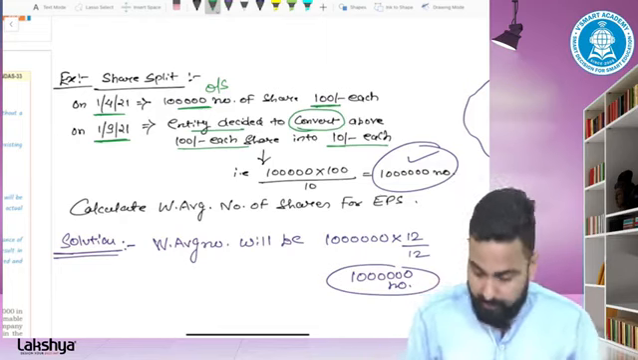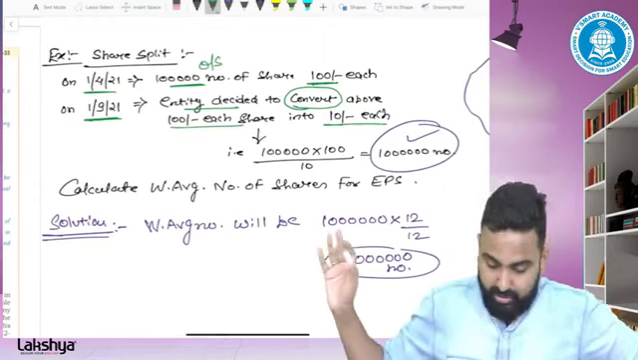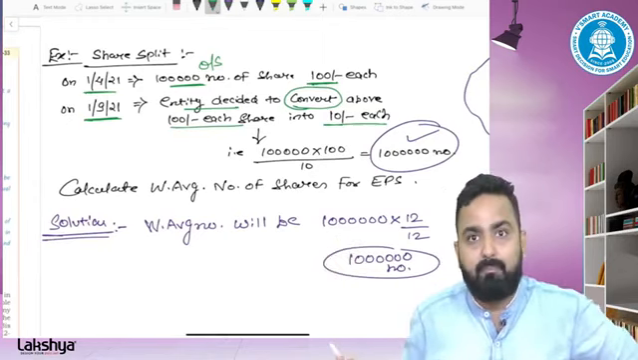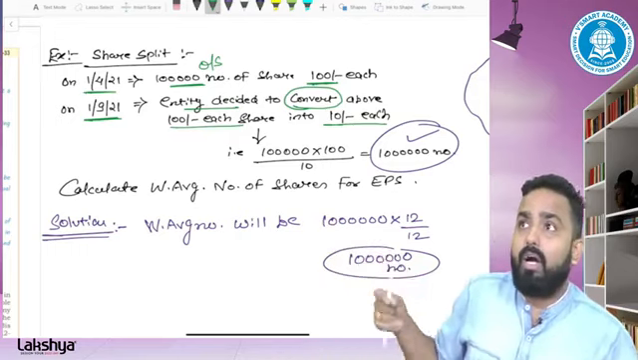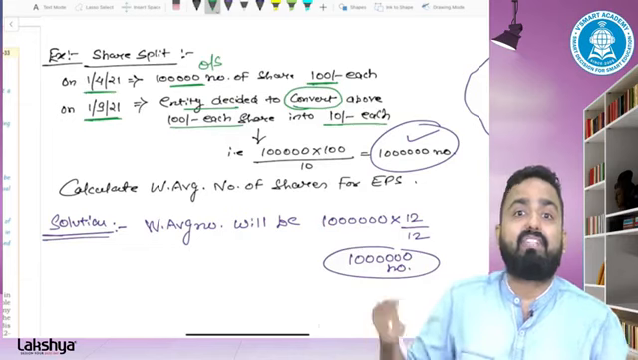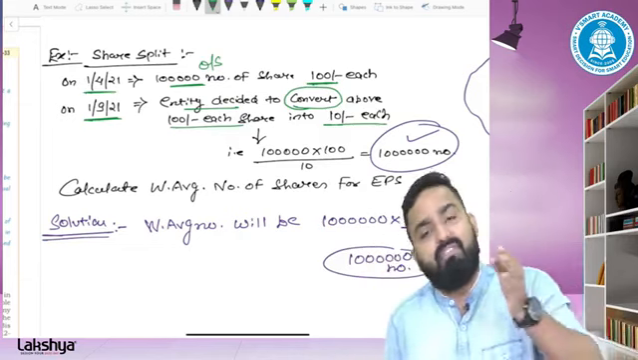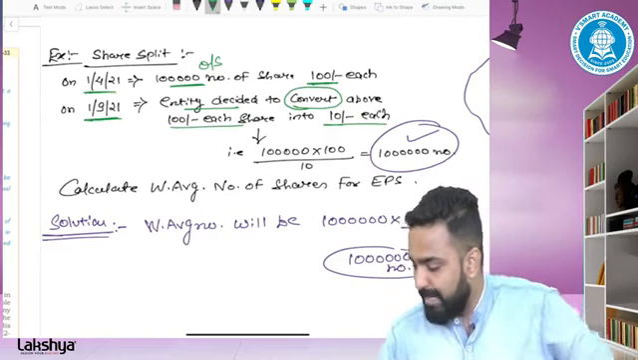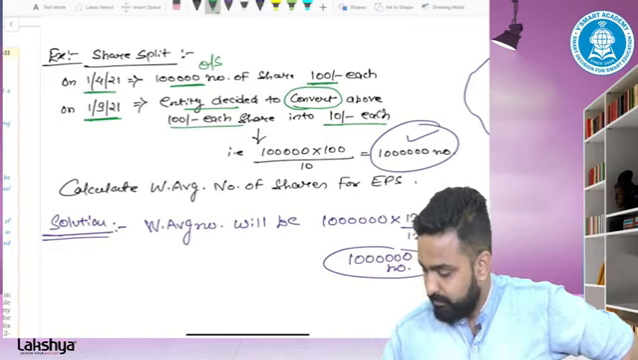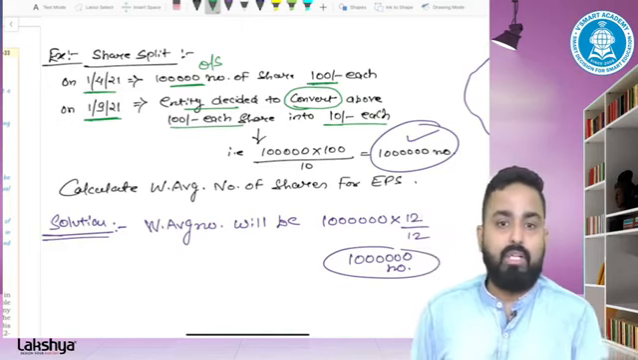Guys, understood or not? Have you understood this share split part? Under share split, we actually don't make a separate weighted average working. The entire 10 lakh will be considered as the weighted average since the beginning. Tell me, have you understood the part?